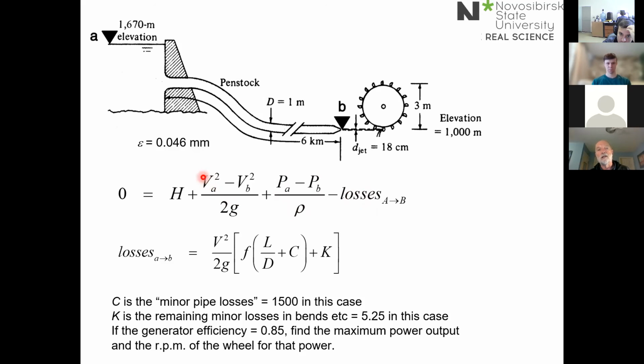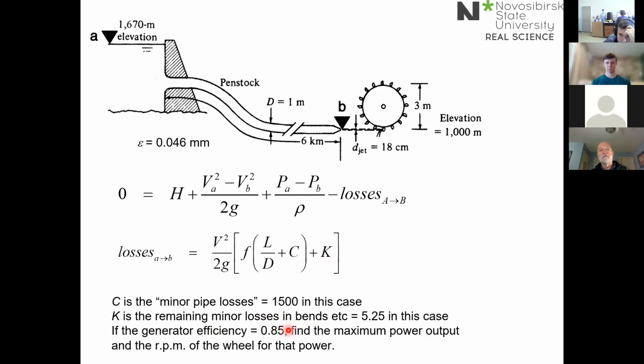VA we can assume equal to zero, but now VB will be the velocity of the water at exit from the jet. And so what that tells us is that the best design that we can have for the jet is when the jet velocity is converting all the available head minus the losses into kinetic energy. And the loss equation that I've got here is a slightly more complicated version of the loss equation that I had before, because I have added an additional term that includes losses in bends and things like that.